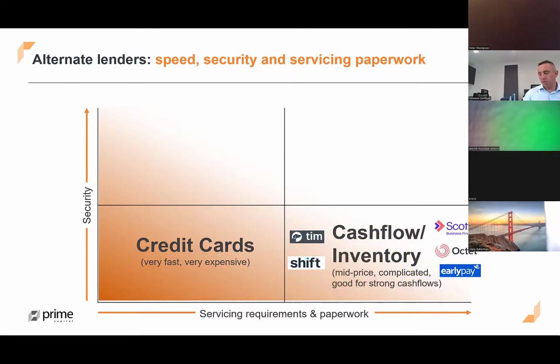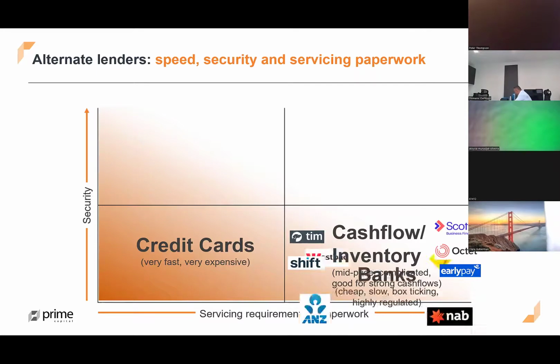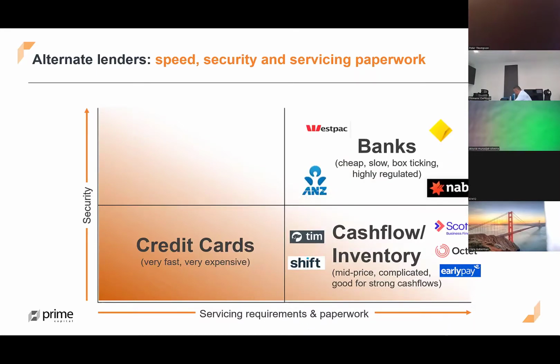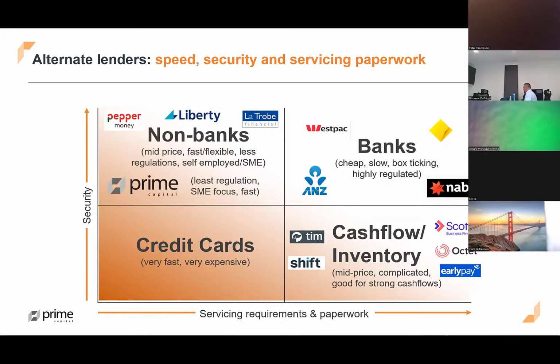Customers that have servicing capacity but don't have security, they would go to cash flow lenders, such as Mula Money, etc. Customers with high security and servicing demonstration, you would take them to a bank. They are highly regulatory, but they are cheap. And for customers that have no servicing capacity but a lot of security, that would be where Prime Capital, for example, would come in, and the likes of Pepper, Liberty, and Latrobe, and so on. So that's sort of the 4 boxes that you can place your SME clients to.